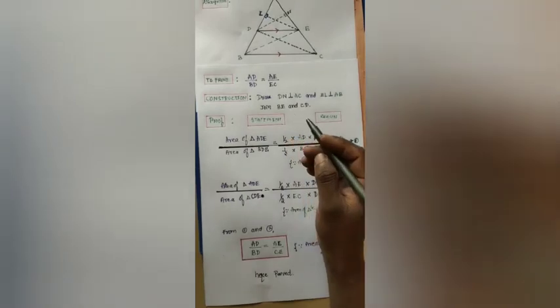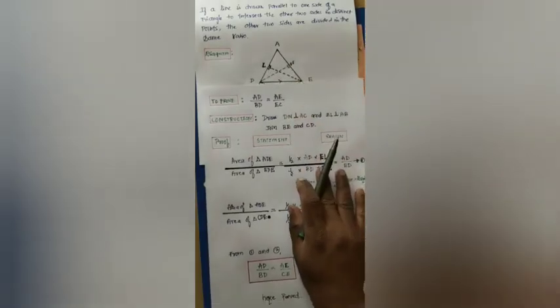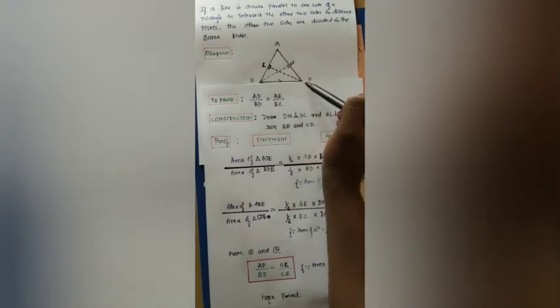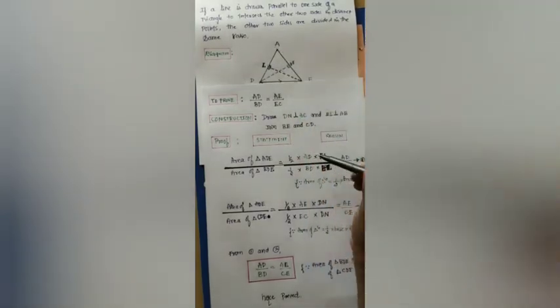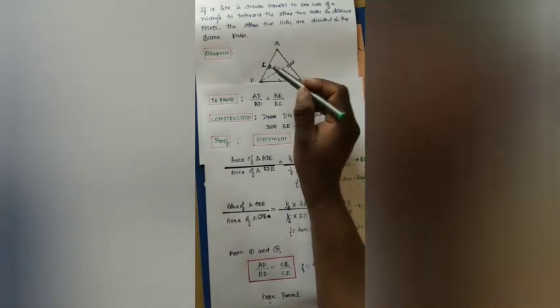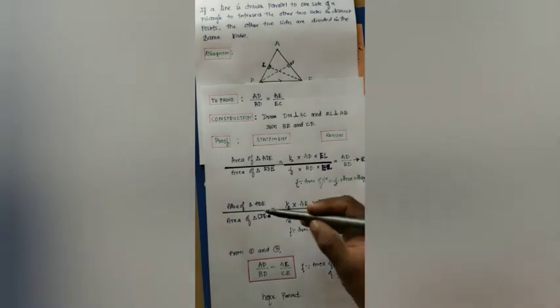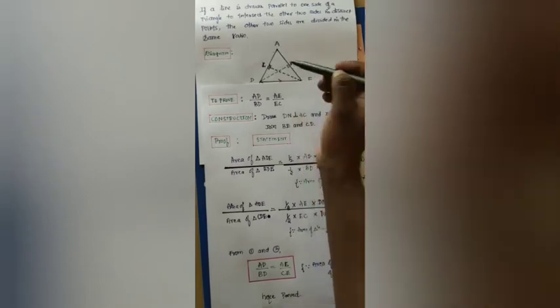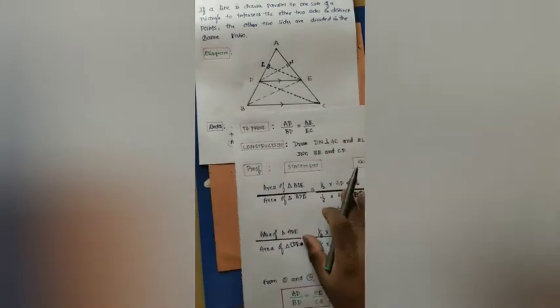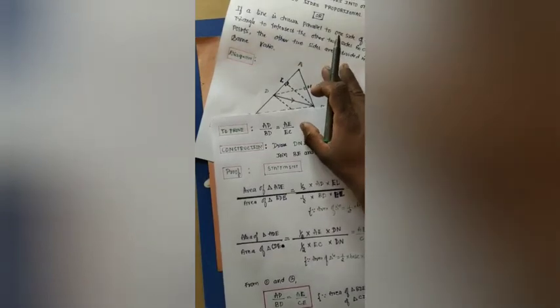So the given triangle is ADE. The area of triangle ADE is half into base into height. Here the base is AD and its height is EL, because by construction EL is perpendicular to AB. So the area of triangle ADE is half into AD into EL. Then come to this triangle BDE.